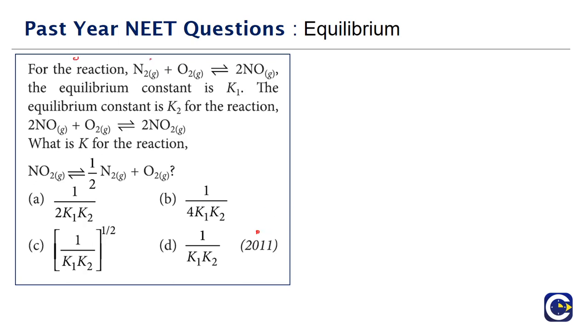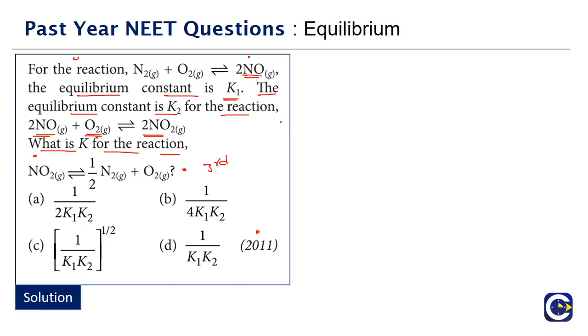We'll start with a question that has come in the year 2011. For the reaction N2 plus O2 gives rise to 2NO, the equilibrium constant is K1. The equilibrium constant K2 is for the second reaction: 2NO plus O2 gives rise to 2NO2. What is the equilibrium constant K for the third reaction? The third reaction is NO2 gives rise to half N2 plus O2.